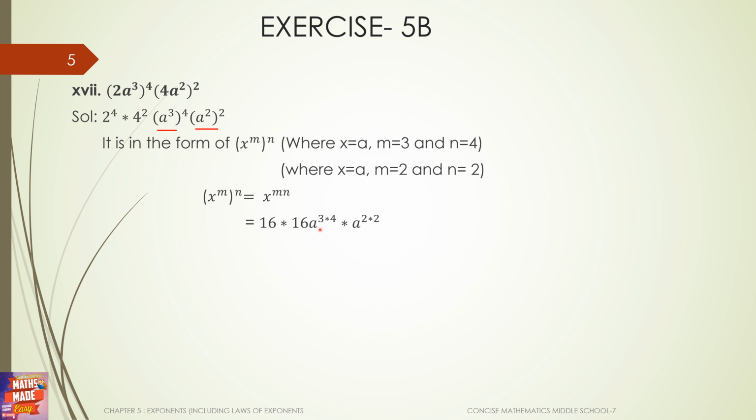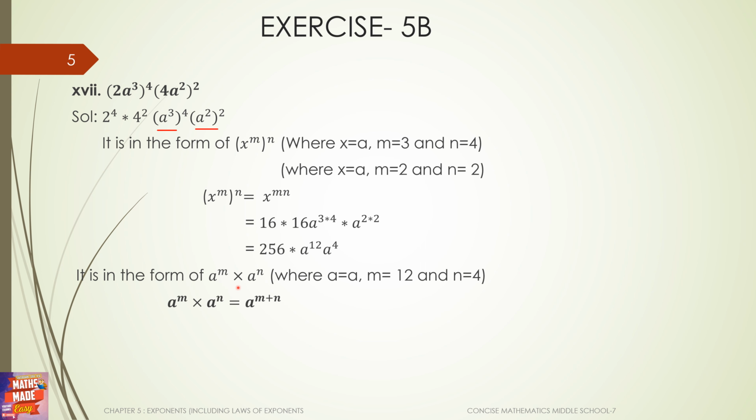a to the power of 3 into 4, that is mn, that is m into n, into a to the power of 2 into 2. We all know 16 into 16 is 256, into a to the power of 4 threes is 12, 2 twos is 4. Now, if you have a look carefully again, it is a to the power of m into a to the power of n, right? So, where a is equal to a, m is equal to 12, n is equal to 4. What is the formula? a to the power of m into a to the power of n is equal to a to the power of m plus n.